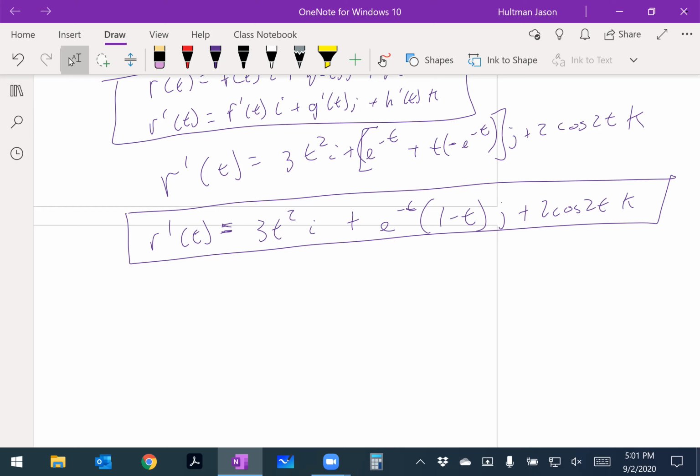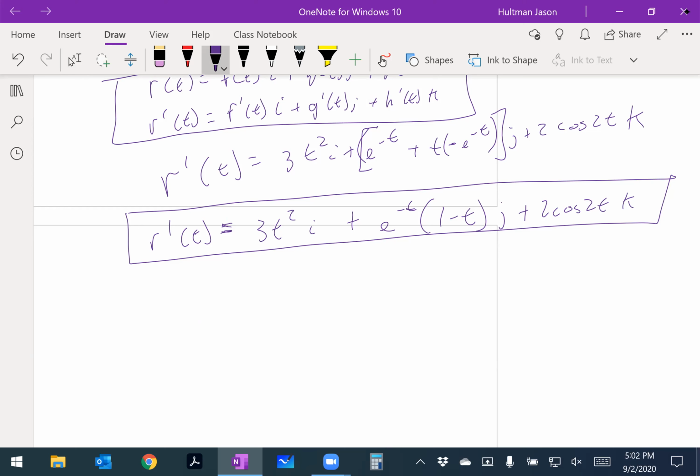How do we find the magnitude of r prime? You would square each piece, like you would square 3t squared and then plus the rest, and you would just square everything and then take the square root of it all. Exactly.